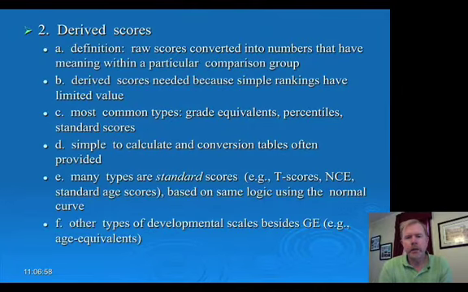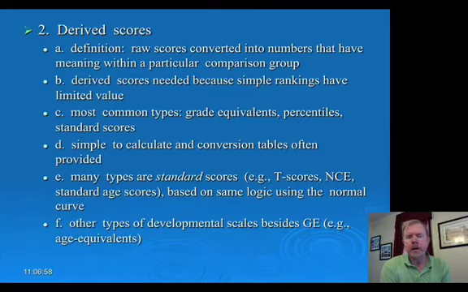So when we complete a norm referenced assessment, what's generated are a set of derived scores. We start with a raw score and we convert those into numbers that have a meaning within a particular comparison group or a particular norm reference group. So we need to have derived scores because simple rankings have limited value. Knowing that you are the worst student or the best student is useful, and that's really ultimately what the percentile ranking tells us. But it doesn't allow us to transfer between different groups.